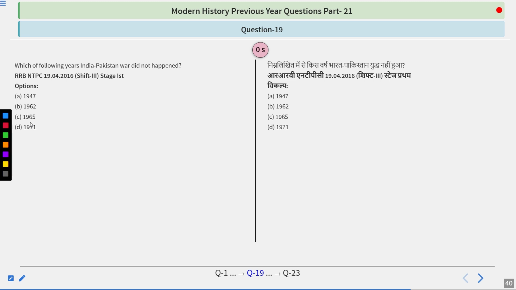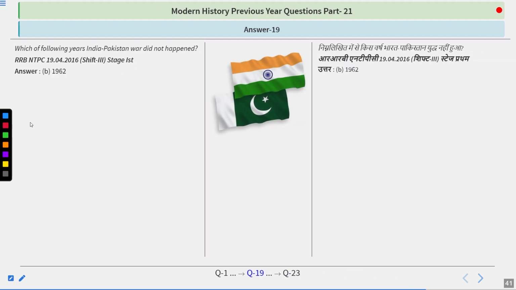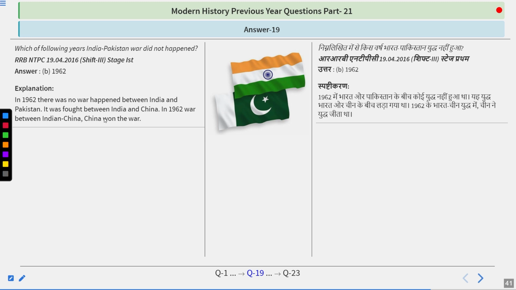And I guess the answer you are looking for is quite right, because the answer is 1962. Because 1962 is the year when Indo-China war happened. So in 1962, there was no war between India and Pakistan. It was fought between India and China. In 1962 war between India and China, China won the war and particularly got the control of Aksai Chin. So do remember, answer is 1962.